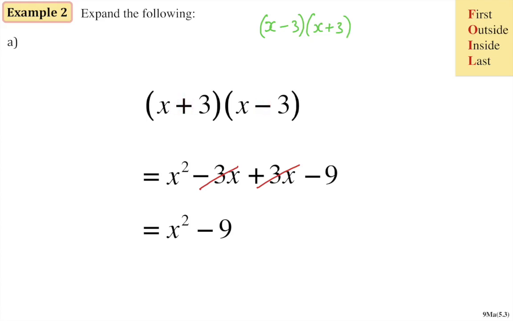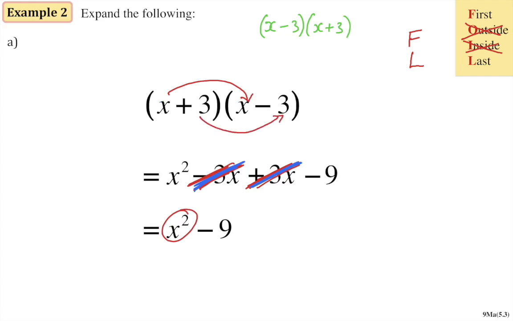Then we can actually, instead of using FOIL, we just use FL. We don't worry about the outside and inside because they will always cancel. We saw how they cancelled there. The minus 3x and the plus 3x cancelled. They always cancel if it's this style of question. So we could look at it and we could go first times the first. X times x, x squared. 3 times minus 3, minus 9. And there's my answer.